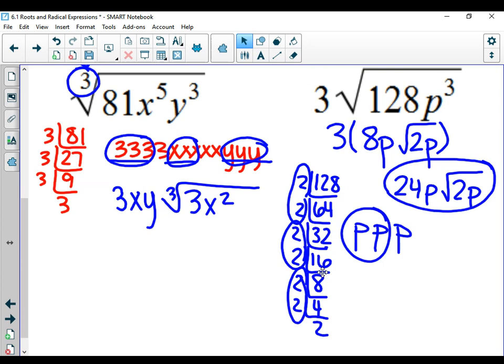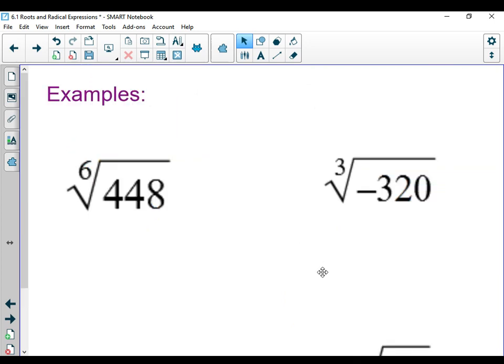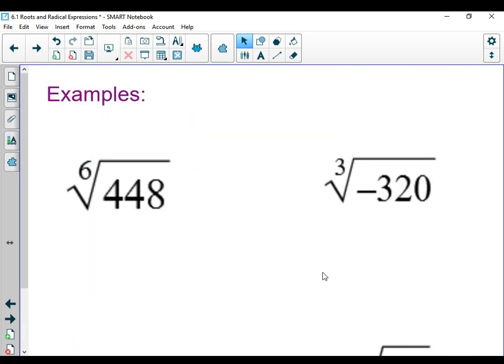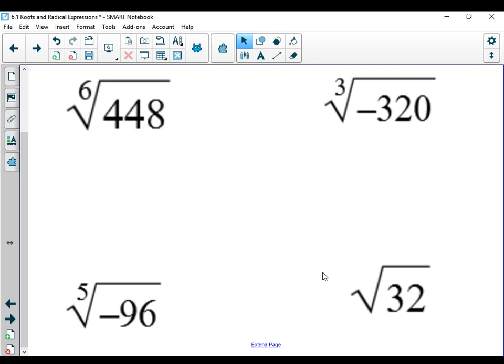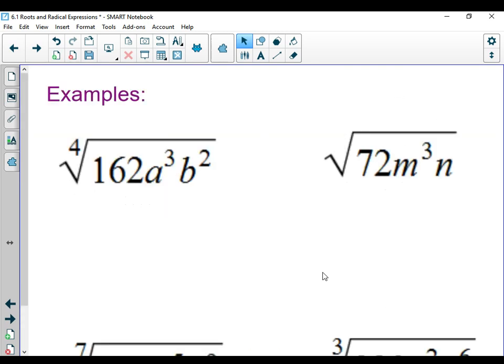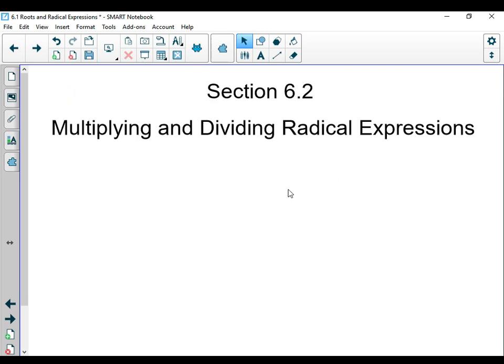All right, let's look at one more, and then we'll take a break. Hold on, where is it? Maybe the one I'm thinking of is on the other thing. Okay, let's go ahead and take a break. And then we'll do multiplying and dividing.